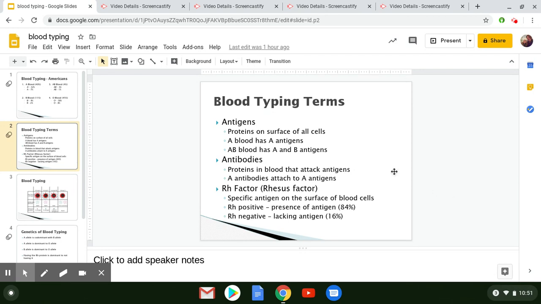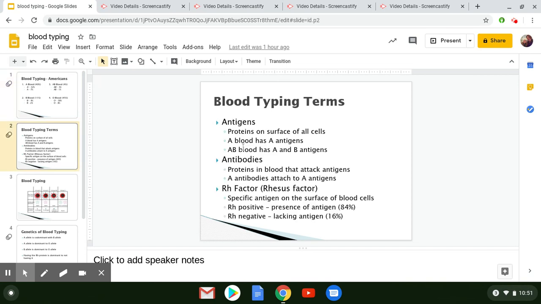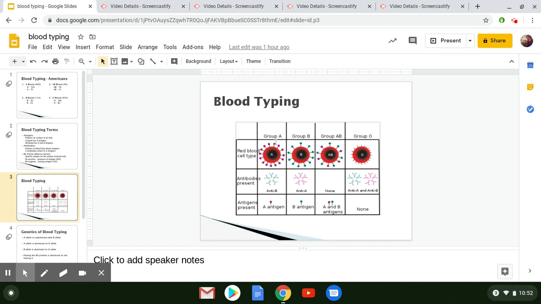So when we look at blood types, there are four major types of blood types: A, B, AB, and O. You can also have positive blood and negative blood. When you look at why you have the blood type that you have, it has to do with the genes that you get and how those genes make antigens. So antigens are the proteins on the surface of the cells, and A blood would have A antigens, AB blood has A and B antigens.